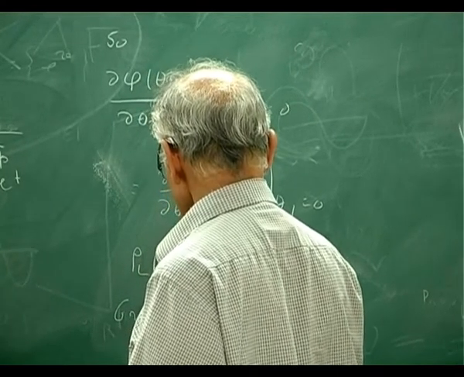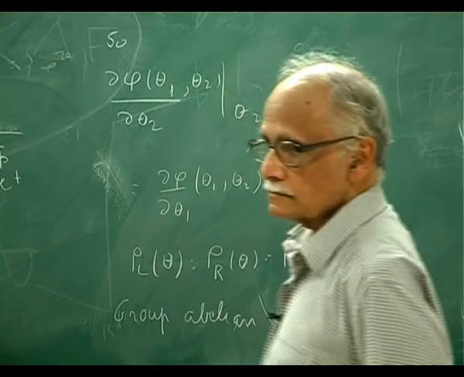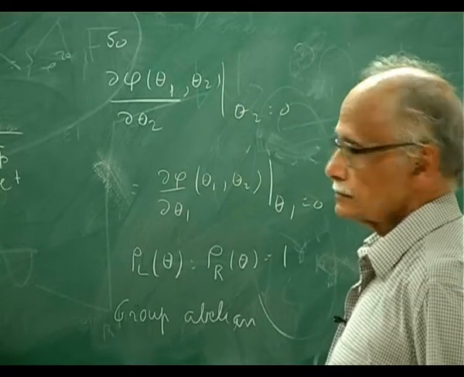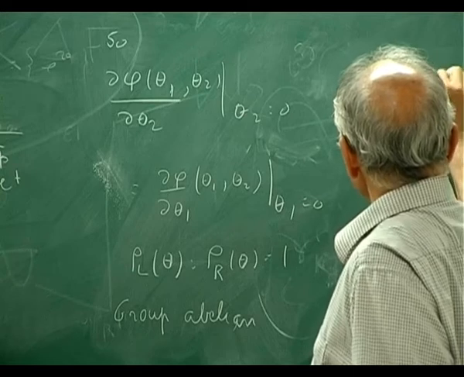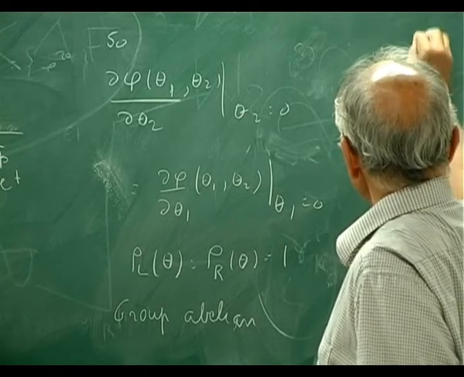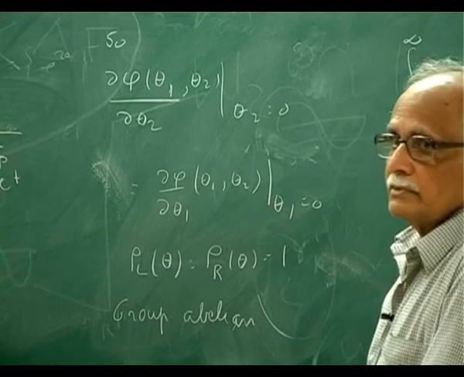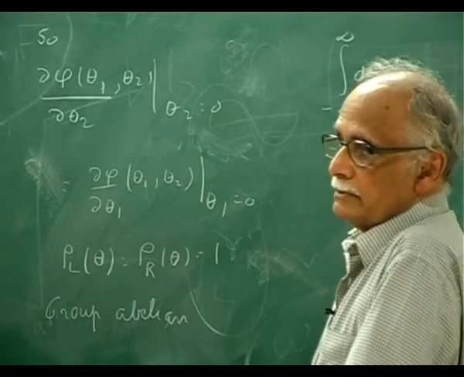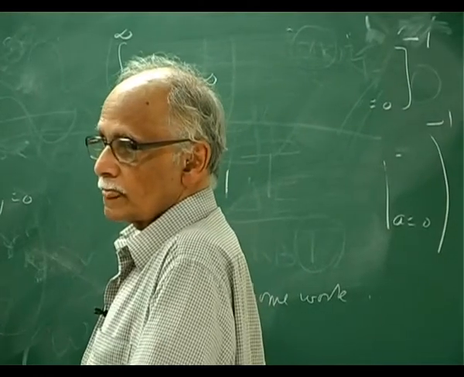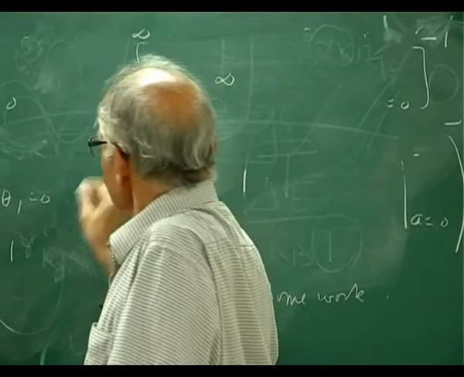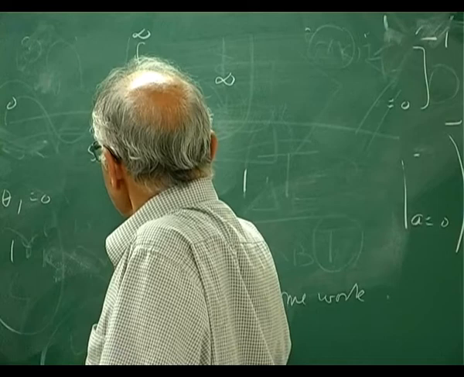Abelian means it commutes. You remember, we defined this. But the group volume, the integral of d theta, where theta can be any value from minus infinity to plus infinity, is infinite. So the group is non-compact.